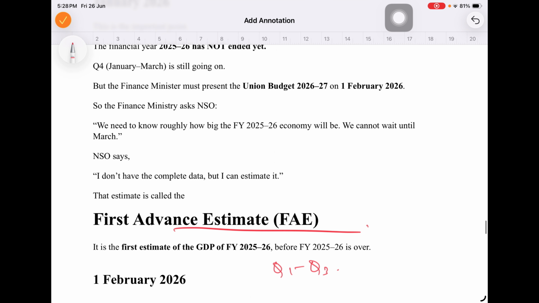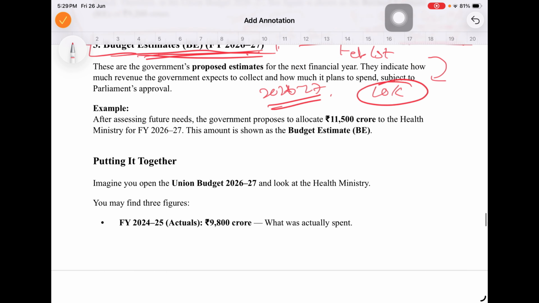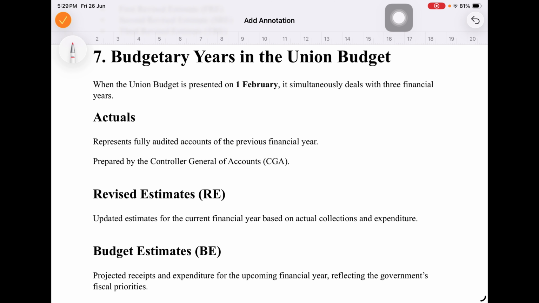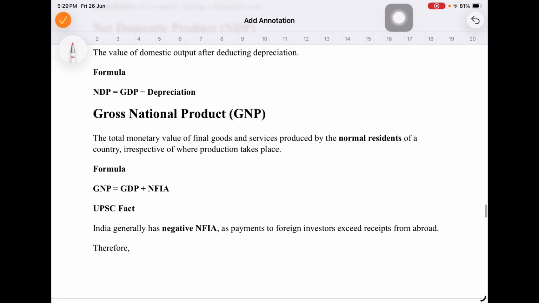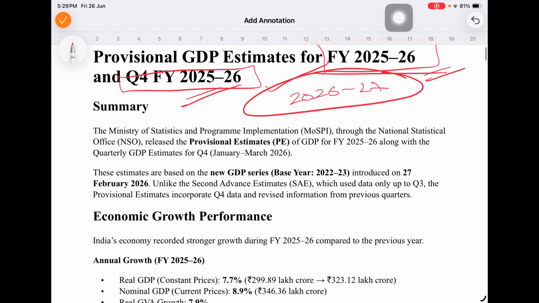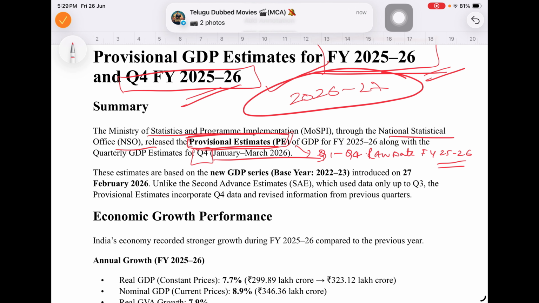Okay, so that is the issue. If you understand actual, revised estimate, budget estimate, and all of this information, that is when you understand our news. So what is the news? MOSPI through NSO released the provisional estimate. So what is a provisional estimate? The information of quarter 1 to 4, proper raw data for financial year 2025-2026. Because we have the Q4 data, that is when you can make a provisional estimate. So that is the headline.